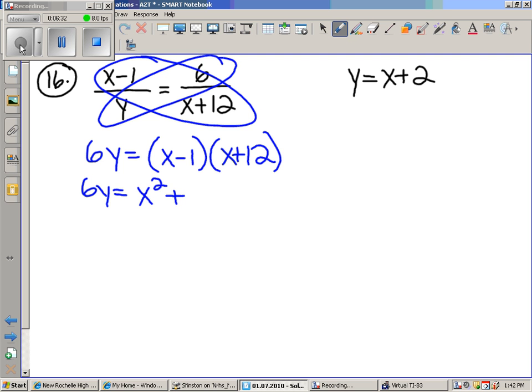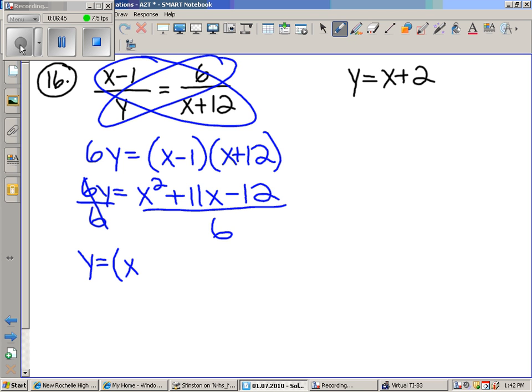Okay? This is going to be x squared plus 11x minus 12. I just foiled those real fast. And then I'm going to divide by 6, right? Divide both sides by 6. But here's the funny thing I want you to see. When you enter this into your calculator, it's got to get entered in like this, in parentheses. So all the stuff in the top, in parentheses, divided by 6.